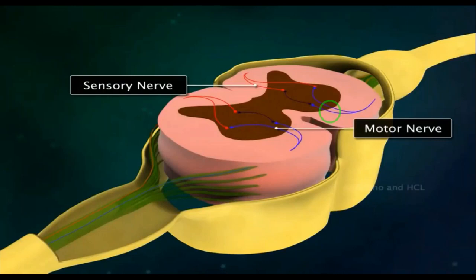So, the first one is the sensory nerve. This sensory nerve brings messages to the spinal cord. This is a motor nerve, which carries information from the spinal cord back to the effector organ. And the spinal nerves also control reflex actions of the body.